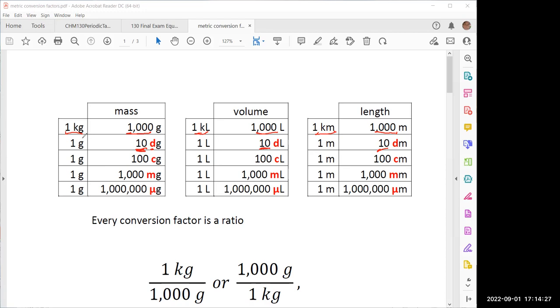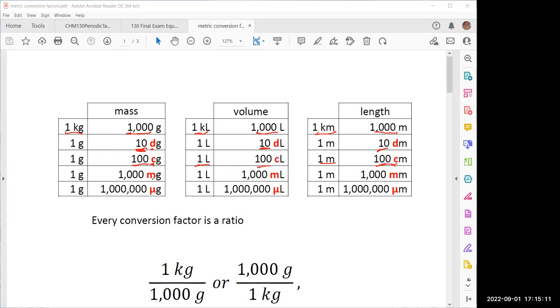All right, so in 1 gram, we got 10 decigrams. In 1 liter, there are 10 deciliters, and in 1 meter, there are 10 decimeters. Okay. Now, how many years in a century? Exactly 100. Guess what? In 1 gram, there are 100 centigrams, in 1 liter, there are 100 centiliters, and in 1 meter, there are 100 centimeters.